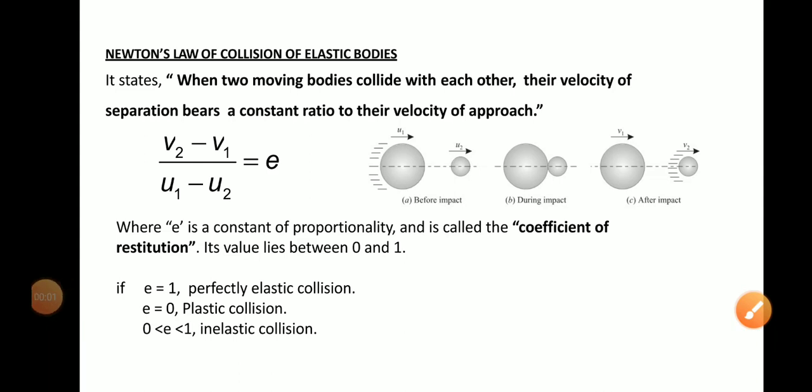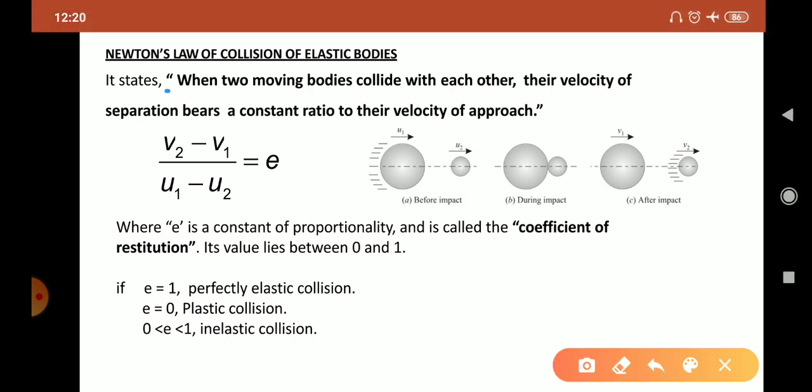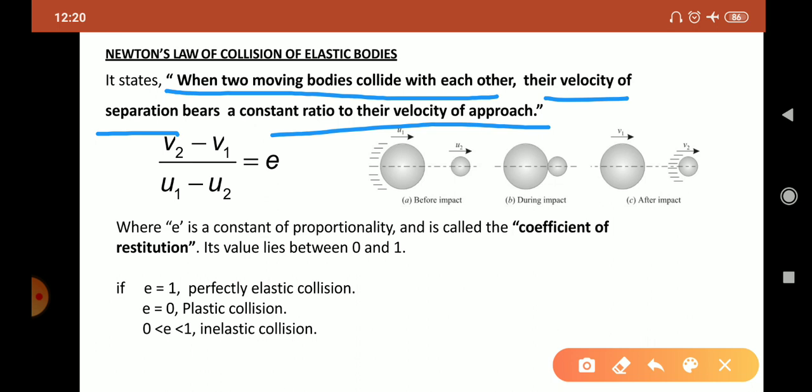So the next topic is Newton's law of collision of elastic bodies. What it states is that when two moving bodies collide with each other, their velocity of separation bears a constant ratio to their velocity of approach. Now, what is velocity of separation? Velocity of separation is the relative velocity between two bodies after collision.